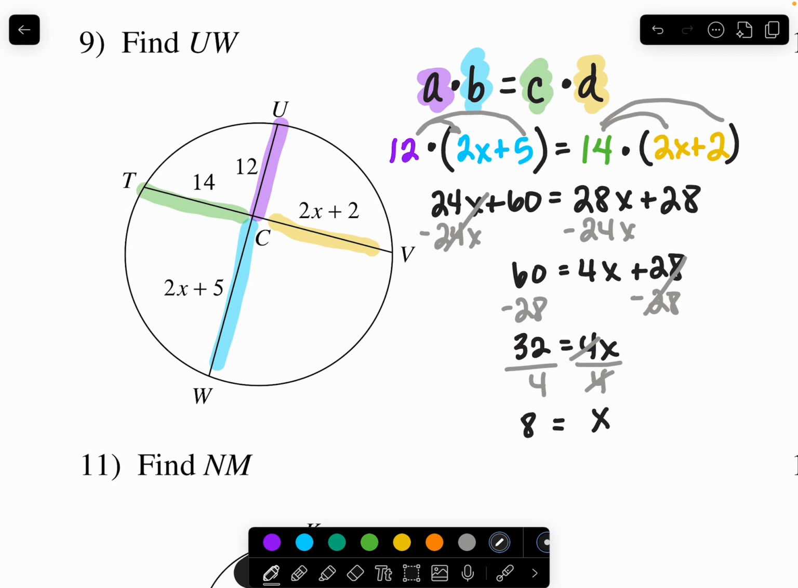And then it wants us to find UW. So for UW, it's this segment, the whole thing. So I'm going to have to take this 12, and I'm also going to have to take this 2x plus 5. So that's going to be 21. So we're going to add those two. So UW is going to equal 12 plus 21, which is 33.